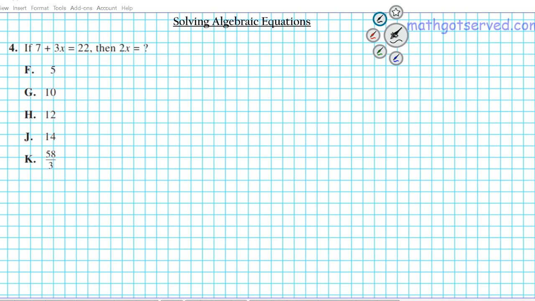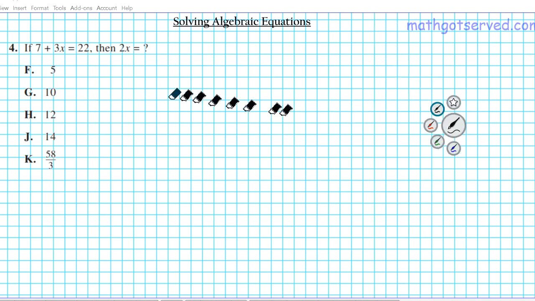Question 4. In question 4, we're looking at how to solve algebraic equations. So the question reads, if 7 plus 3x equals 22, then 2x is what? All right, so you have to be careful with this problem because we're not just asked to solve, we're asked to find what 2x is. So we're basically using our solution to solve another problem. It's a two-part problem here.